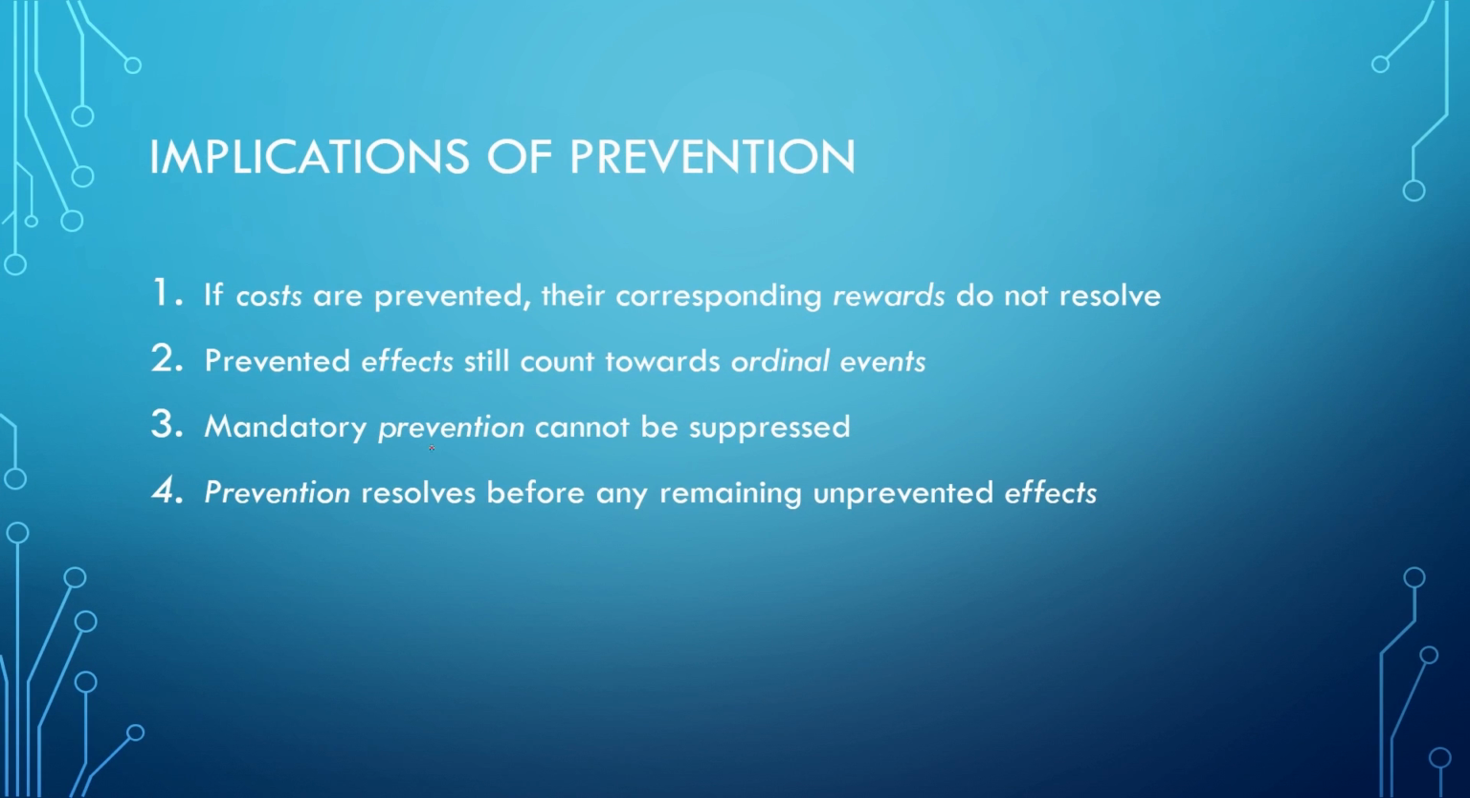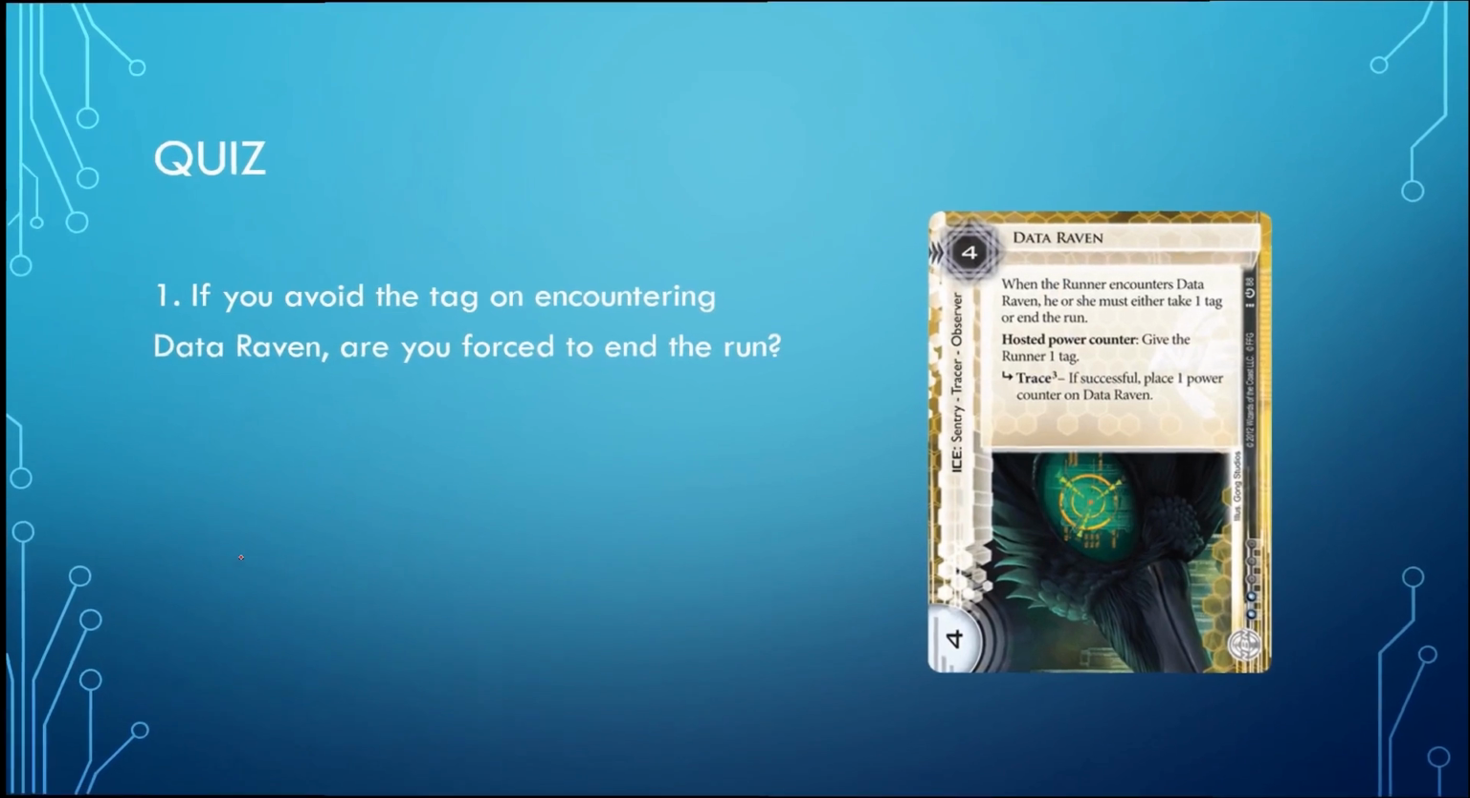To recap, if costs are prevented, the rewards don't resolve. That's the first thing. Secondly, prevented effects still count towards ordinals, the first time, the second time, etc. Thirdly, mandatory prevention effects such as Jasminder cannot be suppressed. You have to do preventions if they are not May abilities. And finally, prevention effects resolve before any remaining unprevented effects. They outspeed the effect that they're trying to prevent. Alright, so let's finish this off with a quiz.